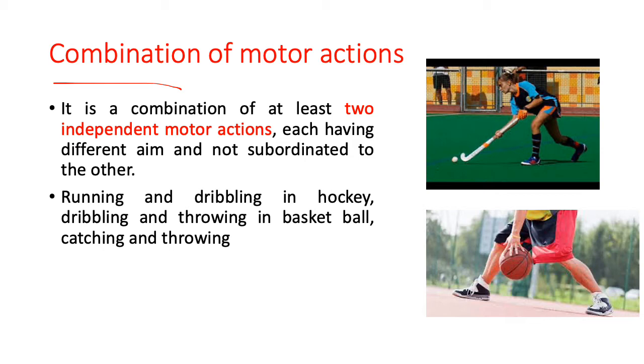Example is in front of you. She is dribbling the ball as well as she is running. So two motor actions. Running means cyclic motor action, left right, she is running, and again what she is doing with the ball, she is dribbling. So dribbling the ball while running, the two motor actions are happening at once. Okay, so this is the example.